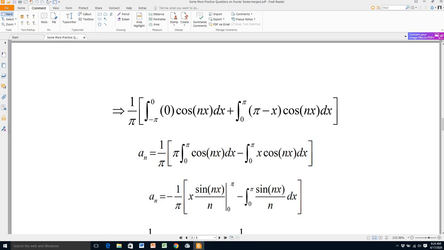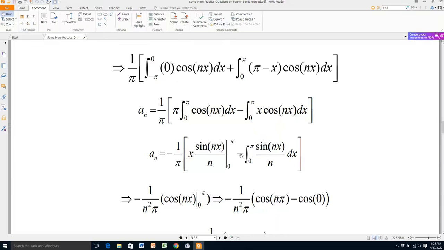And again you see here the value of sine at pi is equal to 0. So when you substitute 0, it is again equal to 0. So this term again vanishes. So we have only the remaining term, that is minus integral 0 to pi sine nx divided by n dx.